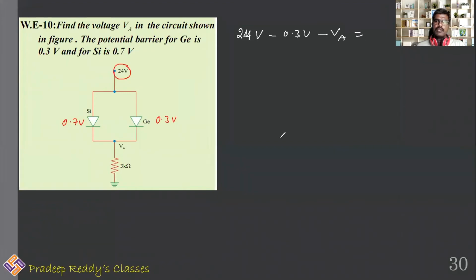VA is equal to 0. Just by using Kirchhoff voltage law, I can write 24 volt minus 0.3 volt minus VA is equal to 0. This is 24 minus 0.3 is equal to VA. This gives you 24 minus 0.3, which is 23.7 volt is equal to VA.